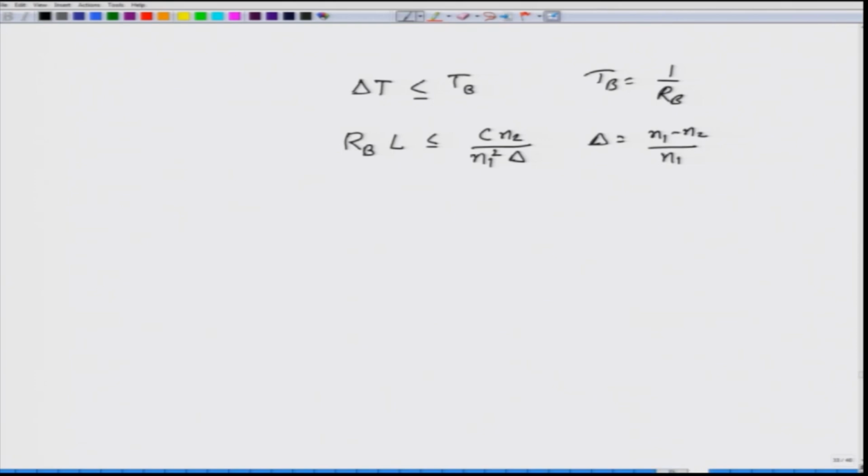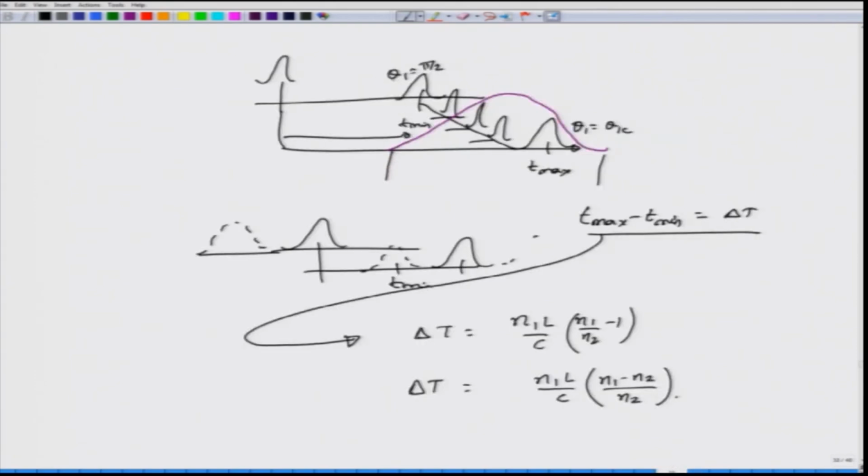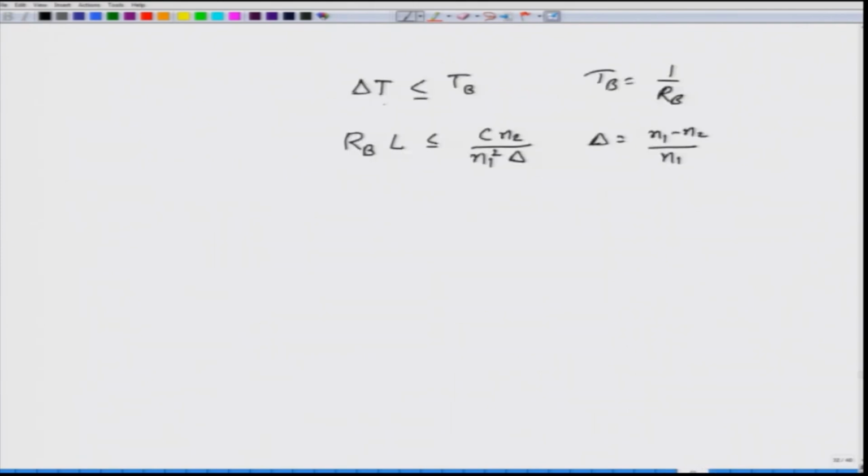You can go back to even this expression, multiply by N1 on both sides, and therefore this becomes N1 square L delta by C N2. So, this would be the expression for delta T, and because I need to restrict my pulse broadening to less than the time period TB, that will impose a limit on the rate at which I can transmit pulses and hence information.